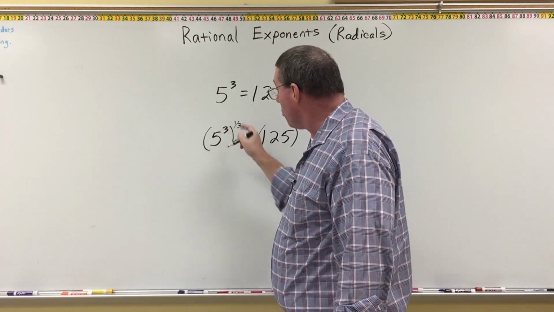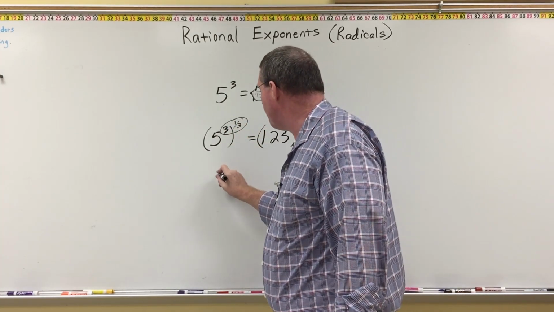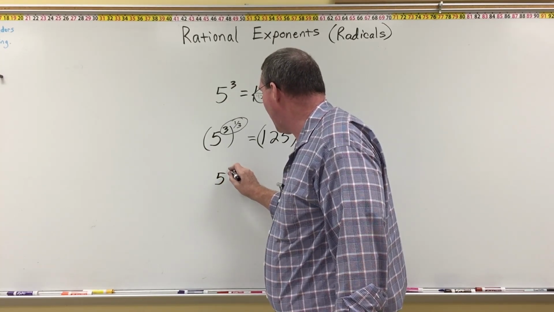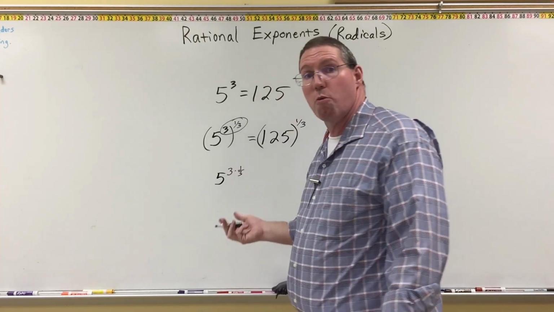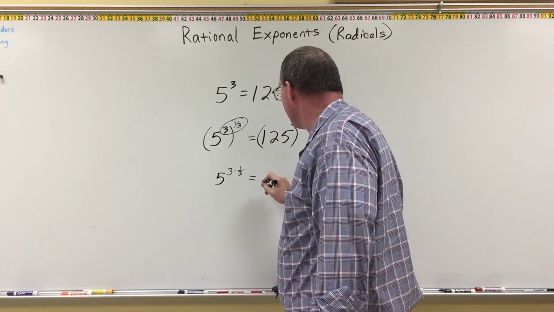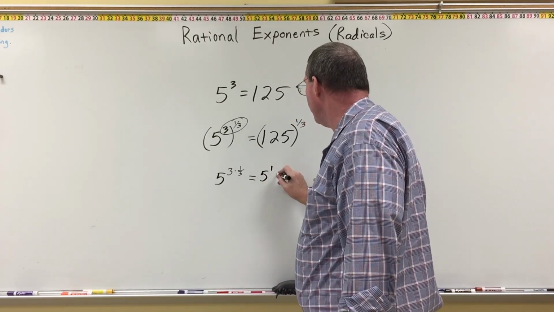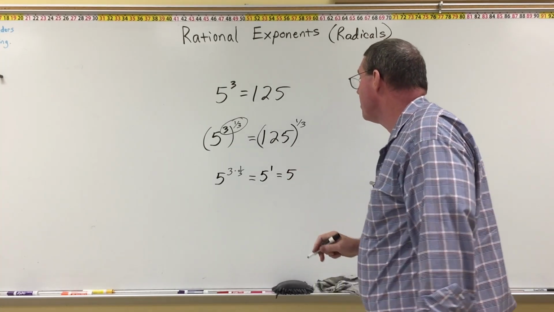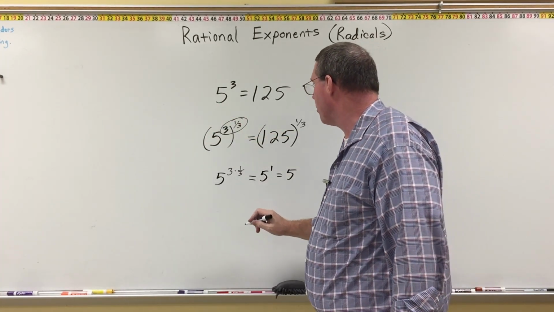Based on the rules of exponents, what should happen to this 3 and this 1/3? Shouldn't this become 5 to the power of 3 times 1/3? And 3 times 1/3 equals 1. And so this is equal to 5 to the first power, which we know equals 5. And so over here on the left side, we know that this now equals 5.